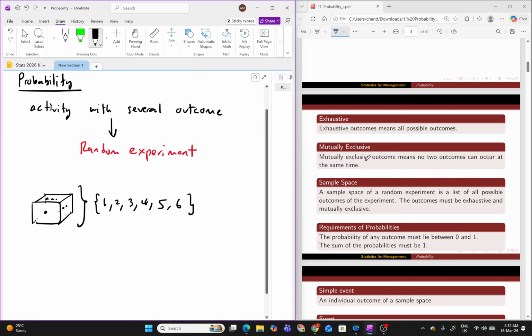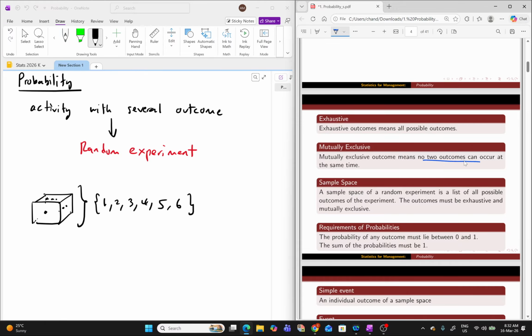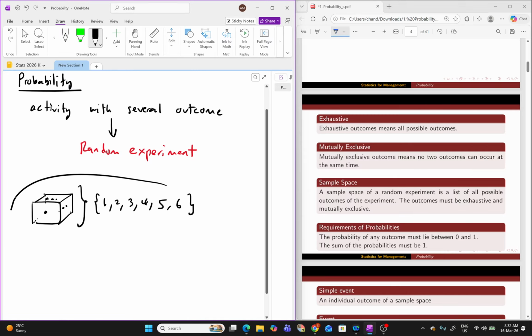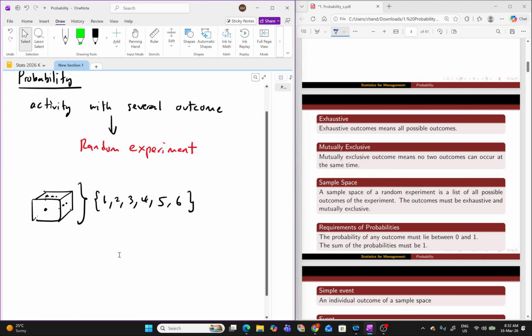Mutually exclusive outcomes means no two outcomes occur at the same time. Which means, for example, before I go to this example, maybe winning a football game. What do you call the outcome for a football game?